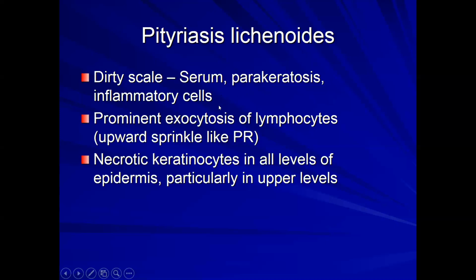And then you're going to see prominent exocytosis of lymphocytes. So it's going to be a little spongy and a little interfacey. And then you have necrotic keratinocytes in all layers of the epidermis. So we saw in LP, it really abuts the bottom of the epidermis, and our necrotic cells hang right there at the DEJ. But when you have a lot of exocytosis from the sponge, then the little lymphocytes can go up and kill keratinocytes in the upper layers of the epidermis too.